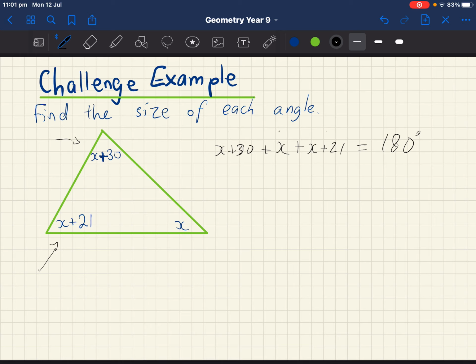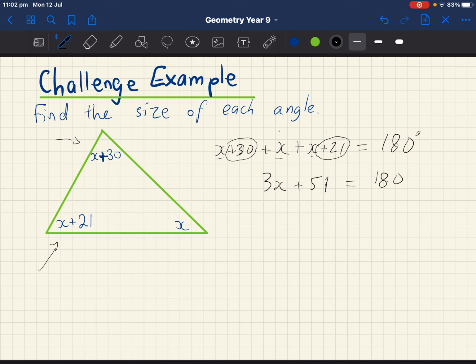Now we're going to go ahead and use our algebra skills to simplify it a little bit. Solving this equation as it is would be quite tricky, but if we simplify it, we can make it a bit easier for ourselves. How many x's do we have in total? There's 1, 2, 3. We have 3 lots of x. And then you'll see that we have a plus 30 and a plus 21. 30 plus 21, we could just simplify and rewrite that as plus 51, right? 30 plus 21 is 51. And that's still equal to 180 degrees.